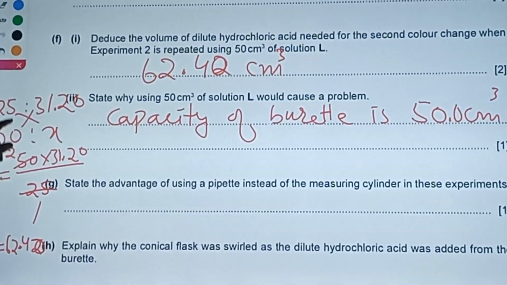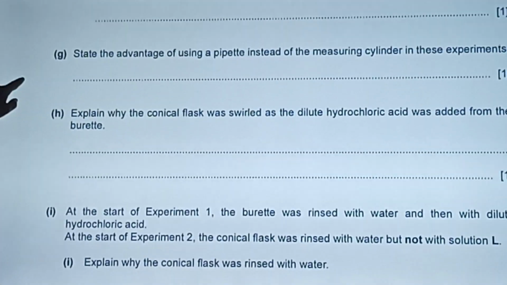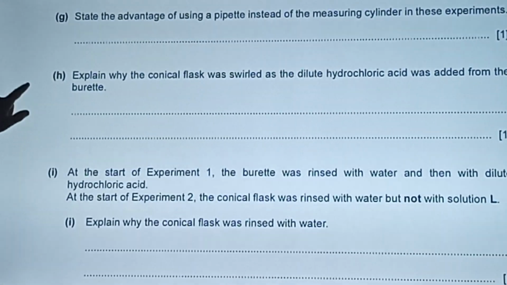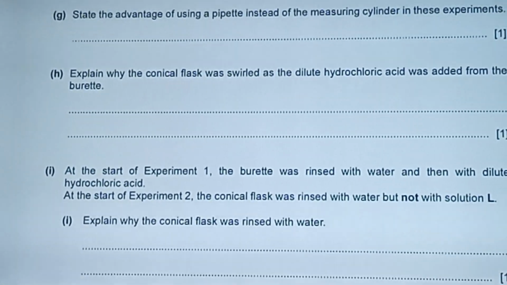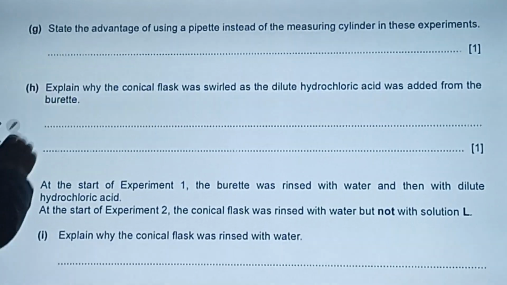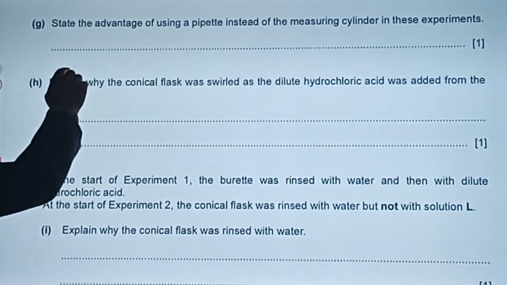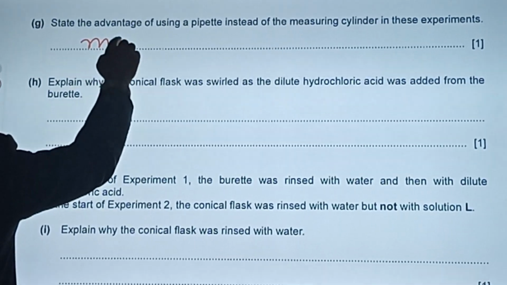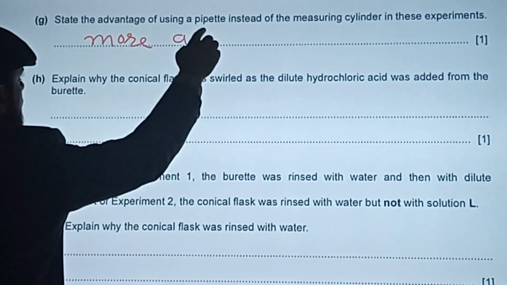Then he says, furthermore, state an advantage of using a pipette instead of the measuring cylinder. So it will be more accurate. Whenever we use a burette or pipette instead of the measuring cylinder, it will be more accurate. More accuracy, or accurate.